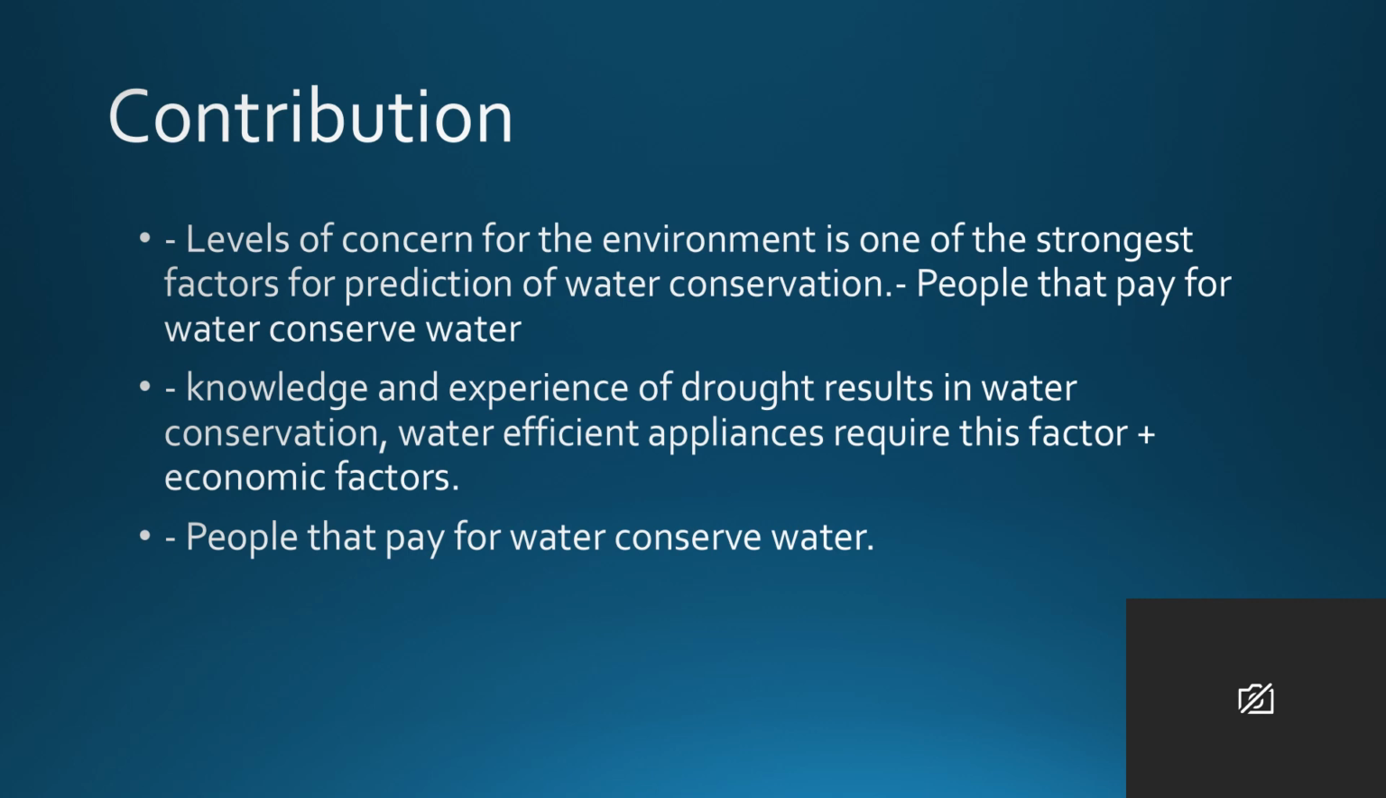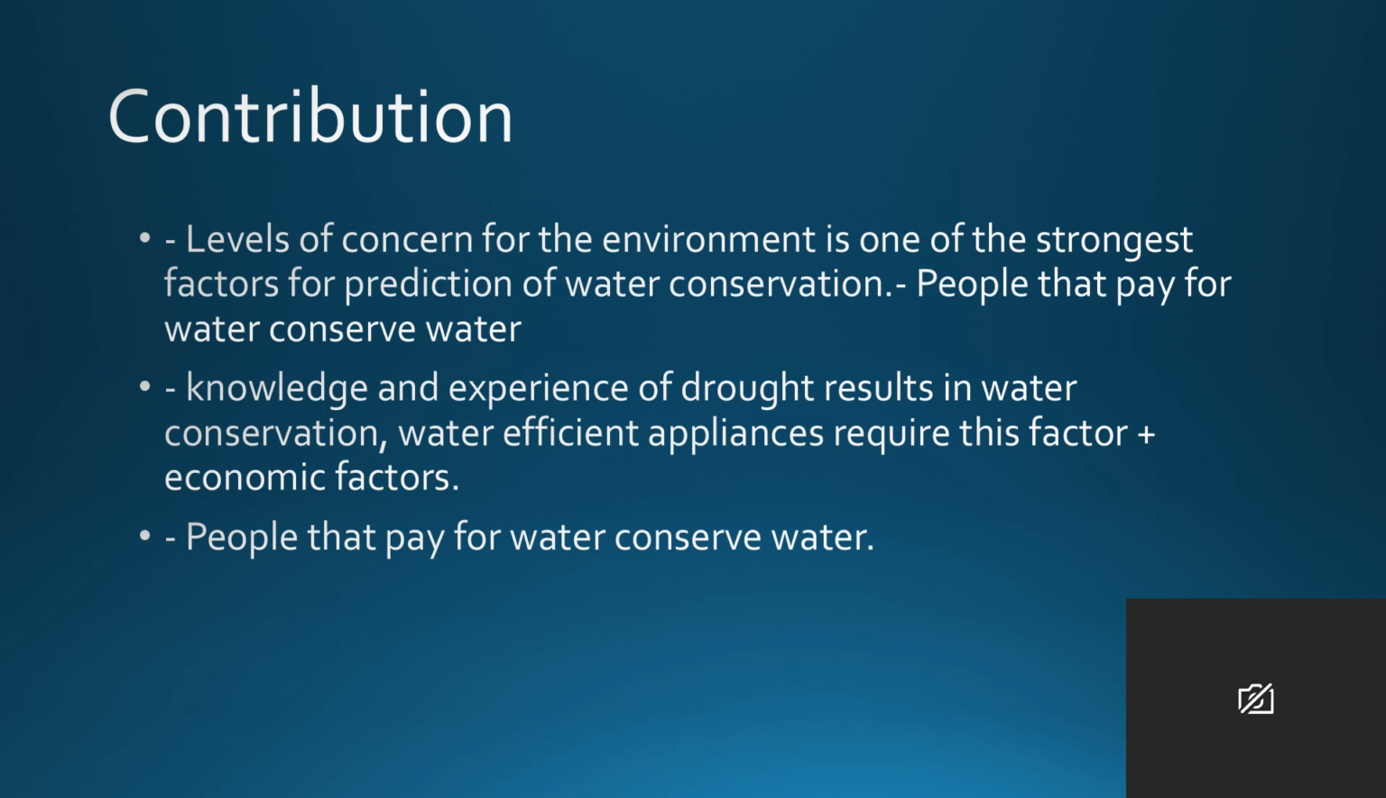Also, knowledge and experience of drought results in water conservation. Water efficient appliances require this factor, plus economic factors. So pretty much, if you've experienced a drought and you're knowledgeable that you're in a drought currently, that's a large factor for people to conserve water. And then I go into water efficient appliances require this factor. So any effort to conserve water requires that people know of the drought and care about the drought. But the higher cost methods like getting appliances need that factor as well as economic factors.